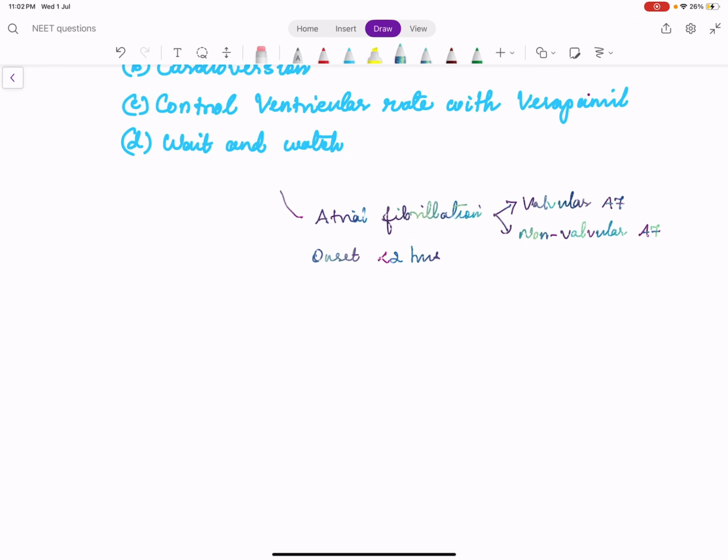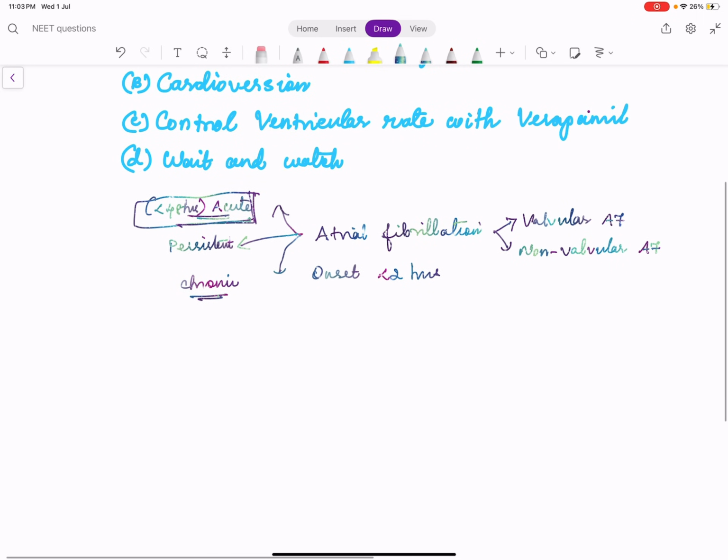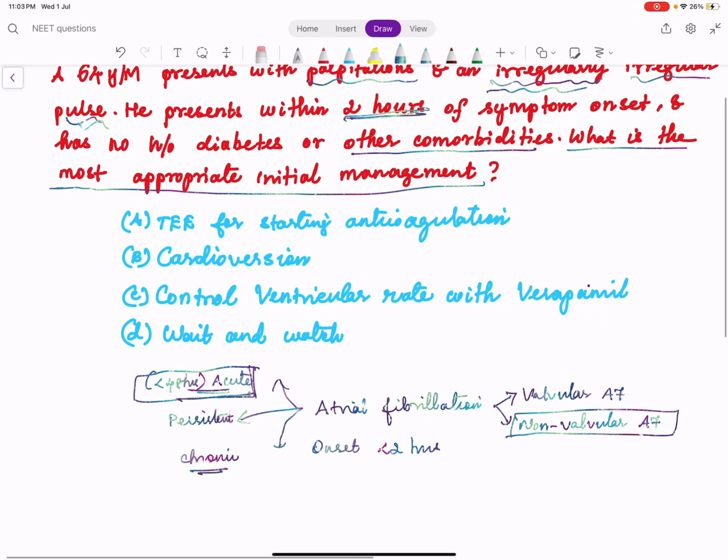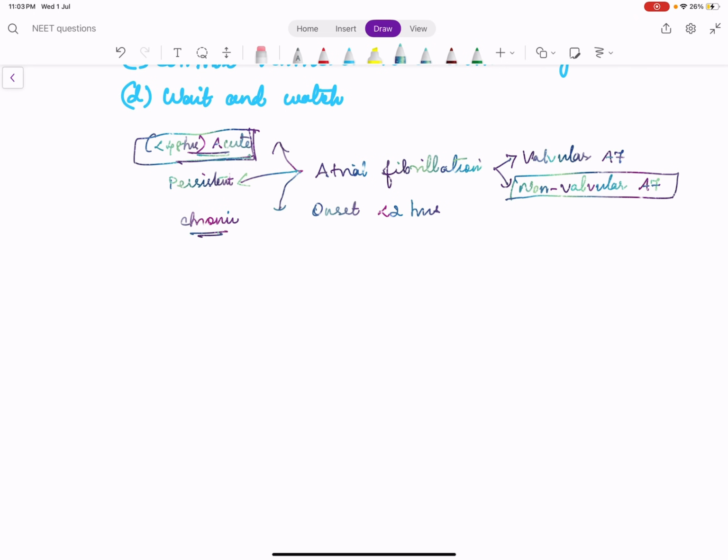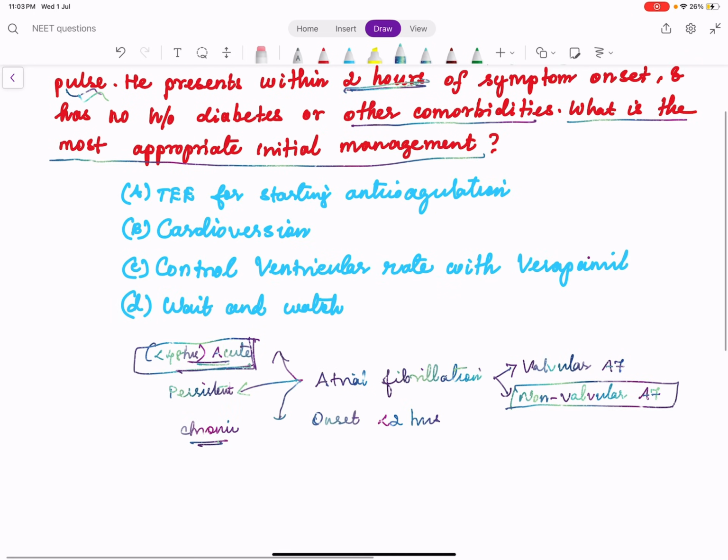By the duration again, atrial fibrillation can be classified in different ways. It's an acute atrial fibrillation, persistent and chronic. So we are not discussing the time durations. When the onset is less than 48 hours, it is usually called as acute atrial fibrillation. More than 48 hours to 7 days, it is persistent. So this is actually an onset is only 2 hours. So it is an acute non-valvular AF, because they are given the onset is 2 hours and he has no other comorbidities. So we are having a case of acute non-valvular atrial fibrillation.